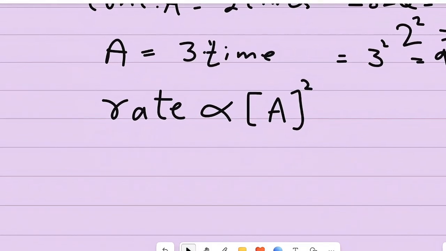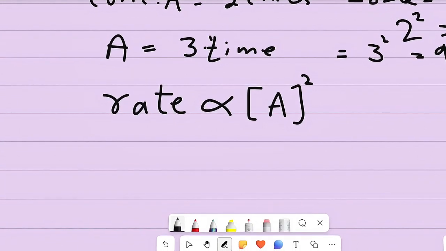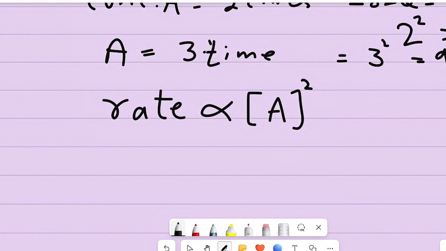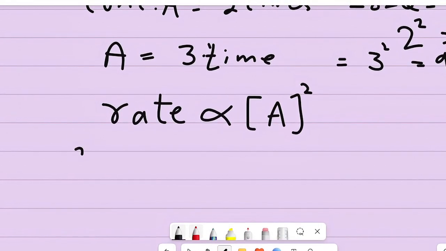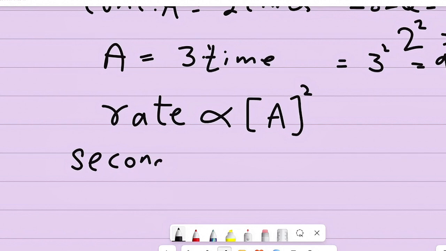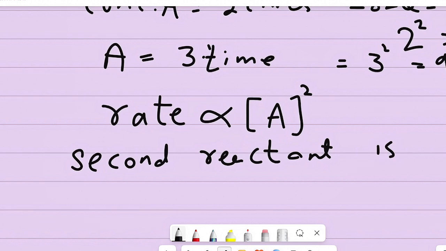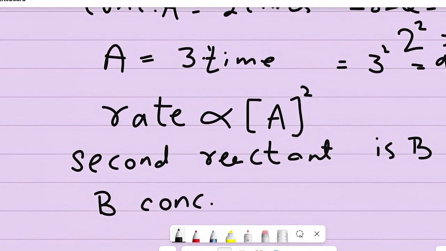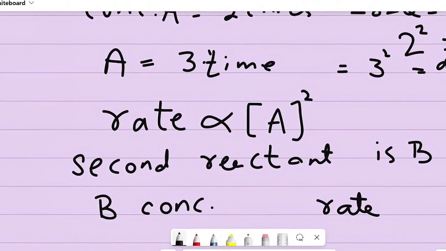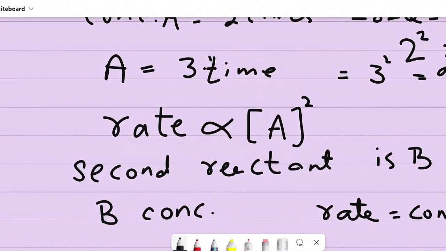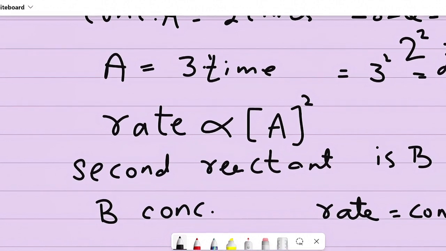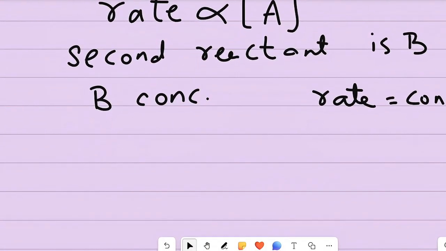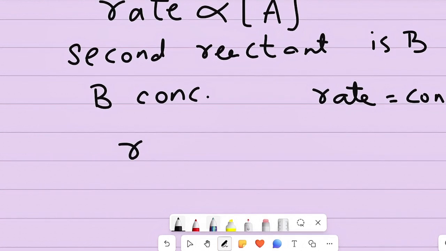Now, the second reactant. Let's assume there are different scenarios to measure the order of a reaction. For the second reactant, which is B, we assume that if we change the B concentration, the rate remains constant. Rate is not going to change. It means that with respect to B, the order is 0. The B concentration is not affecting the rate.